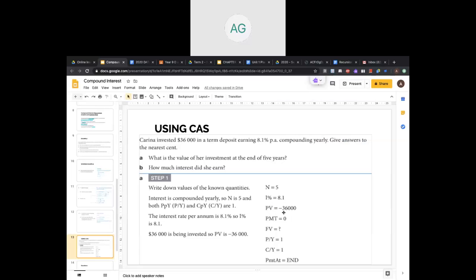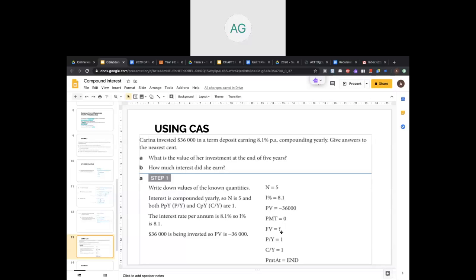Present value is negative 36,000 because you are giving that money, you're depositing that money into a deposit. It's going out of your pocket to the account. So that's why it's negative here. So whatever money is going out, going away from you, you always put a negative sign there. Then the payments, you're not making any payments, so it's 0. You're not getting any payments back, so that's 0.